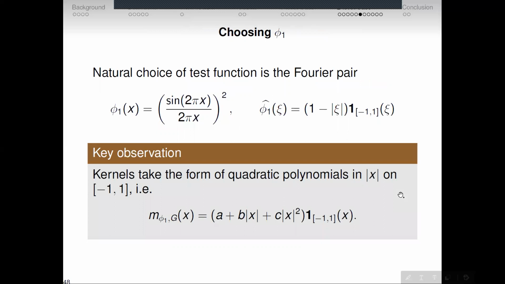In our actual calculation, we have a little bit of freedom in terms of choosing phi1 and phi1 hat. We use this Fourier transform pair, which is easy to deal with and gives relatively good results. The reason it is nice to work with is that for all the groups G we look at, the kernel Mx is some quadratic polynomial in the absolute value of x.